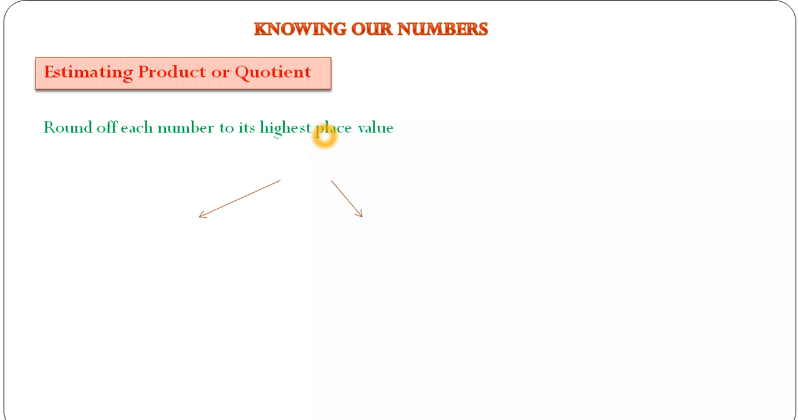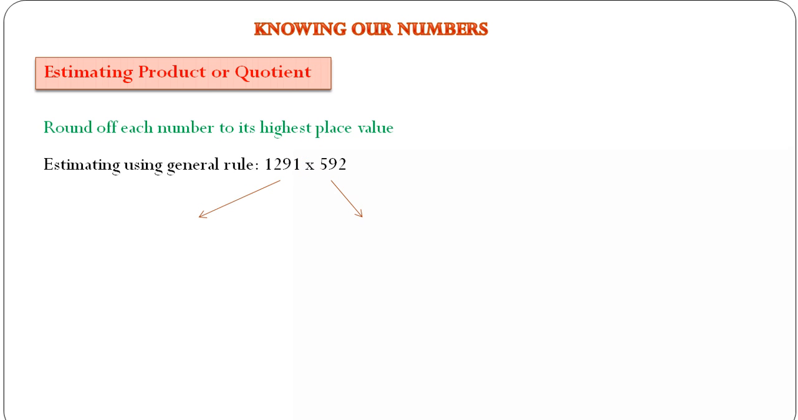In fact, we can round off the number to the nearest thousand, 10,000, tens place, but we have to look for the number that is close to the exact value, right? And for that purpose, we have to round off each number to its highest place value.